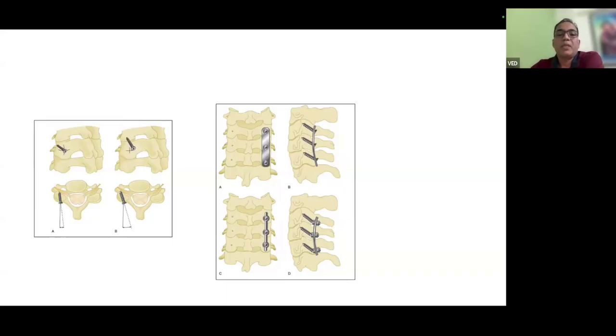To connect the lateral mass screws, we can use a plate. A plate has a limitation that it is less mobile as compared to rods. So generally a rod is preferred, and it can be bent easily.